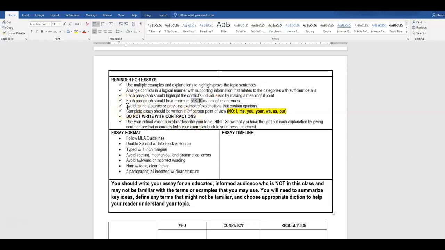Avoid taking a stance or providing examples and explanations that contain opinions. Remember, you are providing analysis with facts and examples from the text. You are not having a conversation with me. You are not asking me questions. You are not giving me your opinion, even in the reader's stance. You are only using the analysis based on the examples from the text. Your complete essay should be written in third-person point of view, and do not write with contractions.